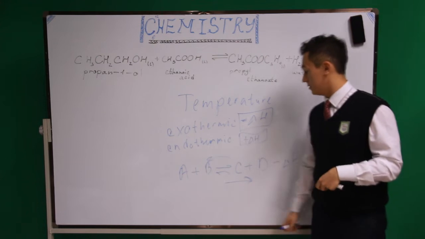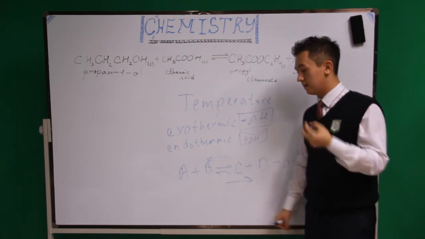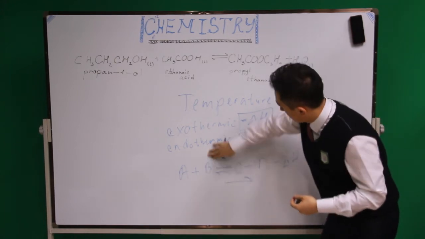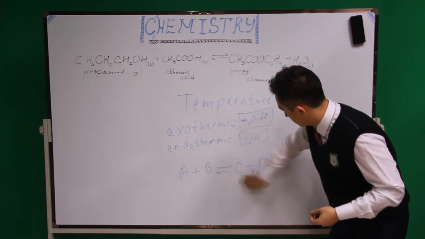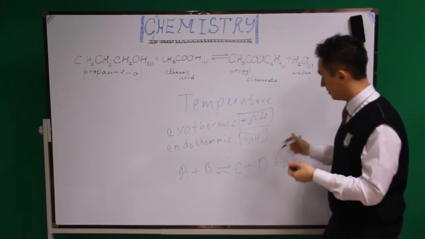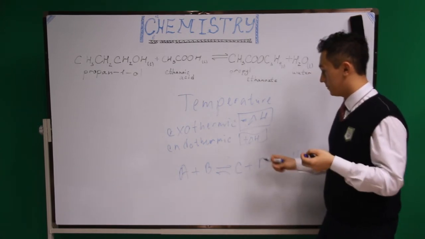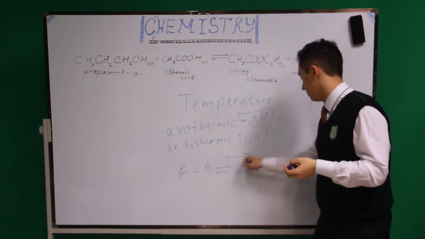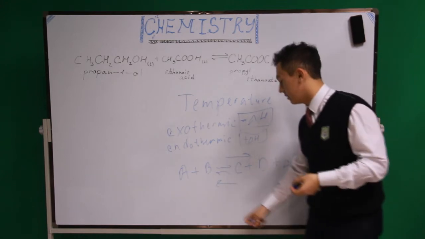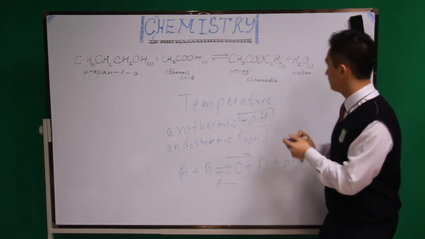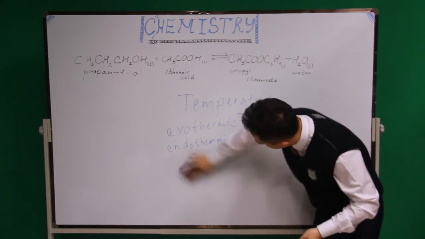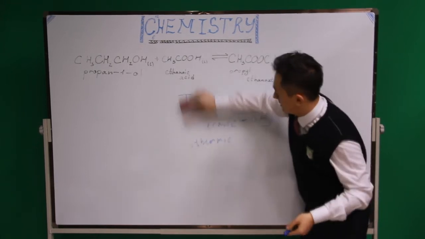In an endothermic reaction, this process has the opposite effect. So if we have a plus, energy absorbed, and we increase the temperature, it will shift to the right, and if we decrease the temperature, it will shift to the left. So yeah, that's very important. And the last one that we're going to talk about is a catalyst.